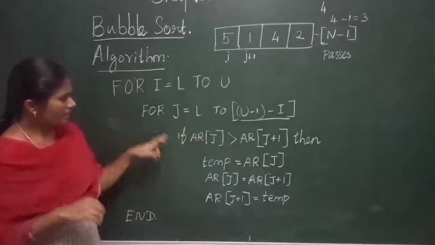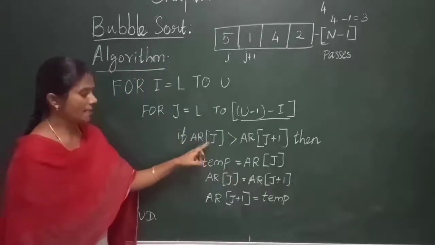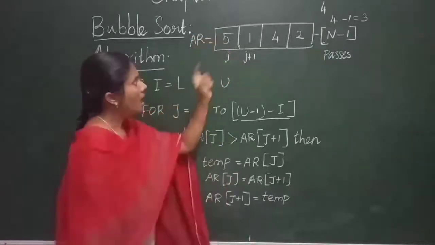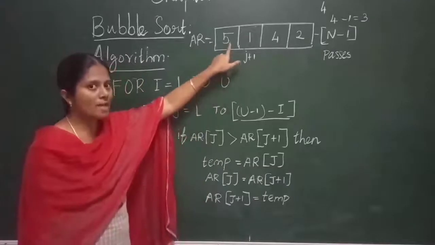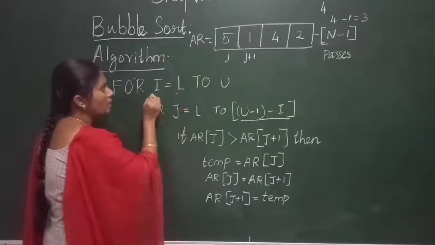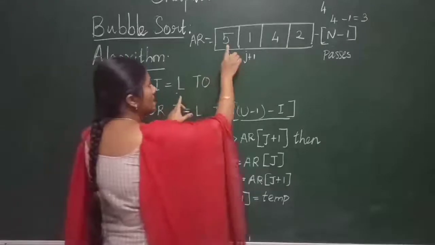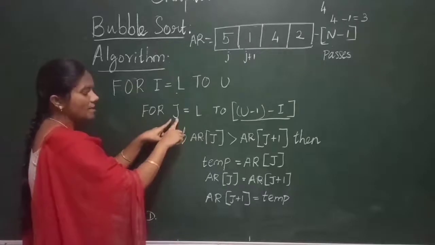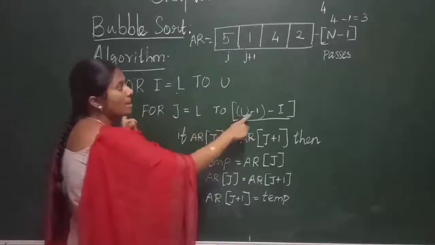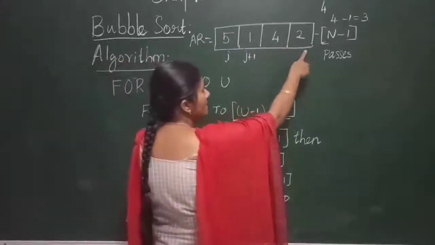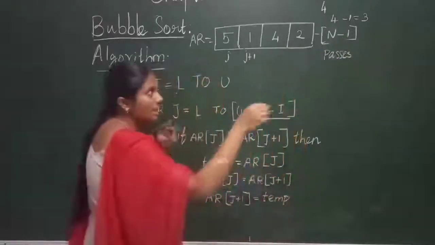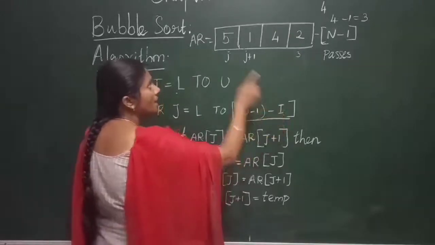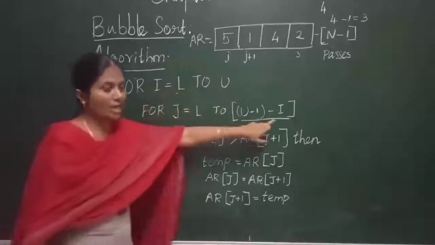The next, array of j, what is the value? First it will take the I value from where? Lower to upper. That means the fifth value, 5 to 2, it will take. The next, for j equal to lower to upper minus 1. What is the size of the array? 4 minus 1, 3. Up to this value it will take. Upper minus 1 minus I, so up to that value it will take.